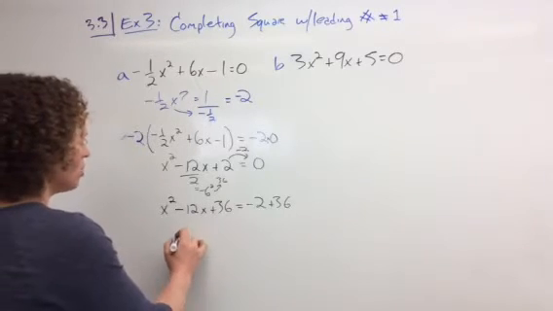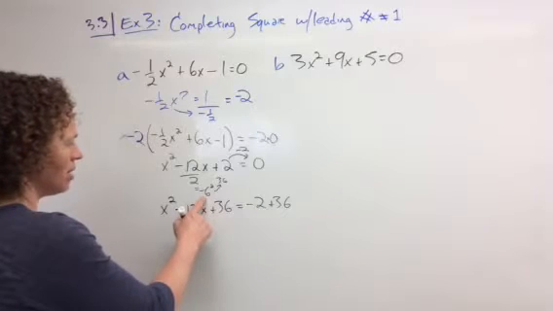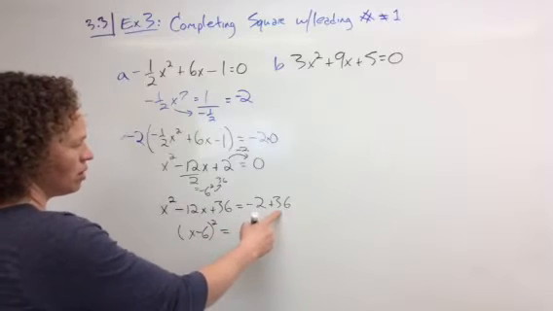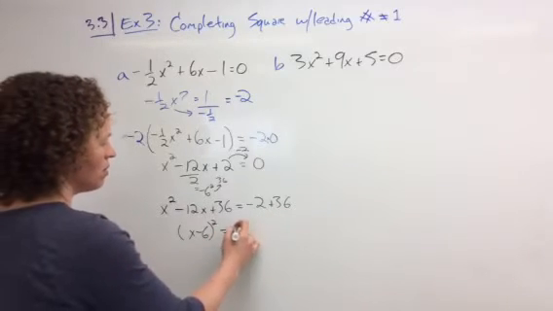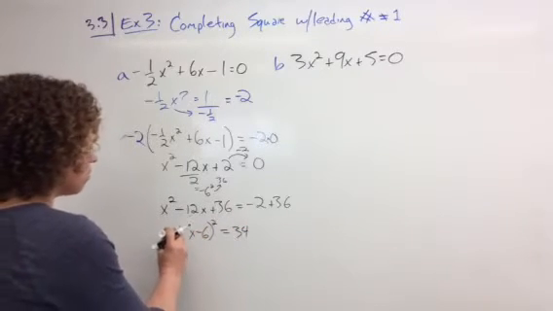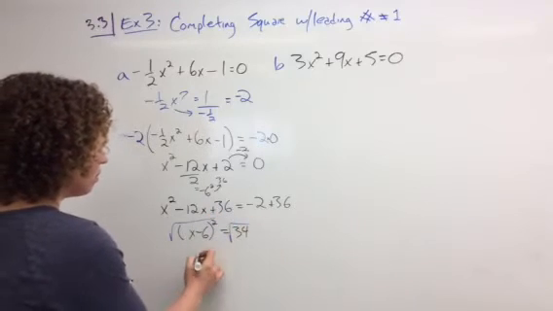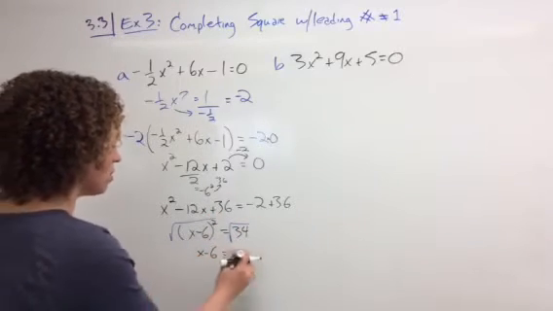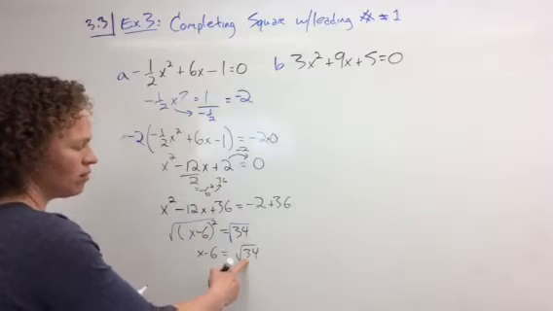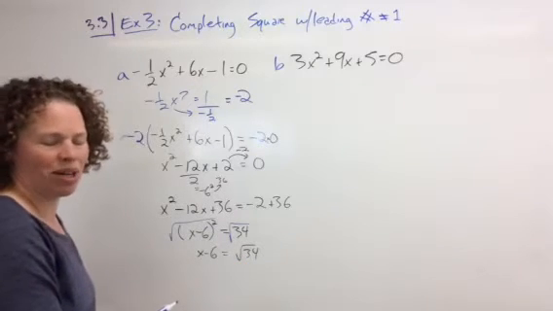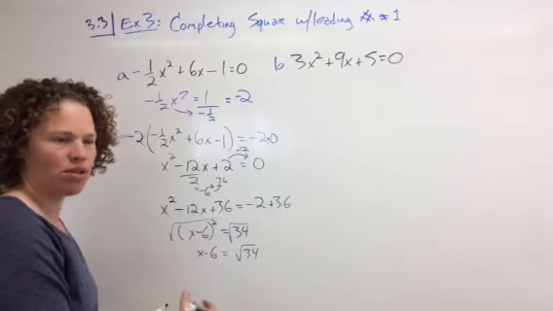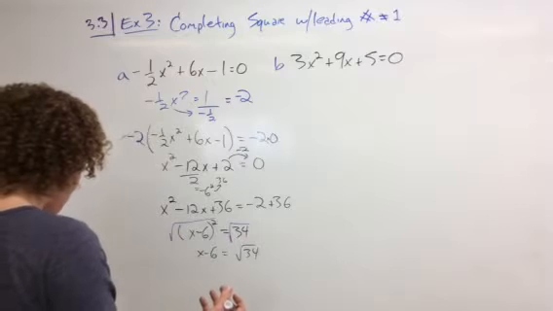Now the perfect square trinomial that I have is going to be x minus 6 squared, and it's going to be equal to 36 plus negative 2, so 34. Now to get rid of this, I've got to take the square root of each side, which leaves me with x minus 6 equals the square root of 34. 34 is a prime number. Actually, it's not a prime number, but it doesn't have any factors that are a perfect square, so we can't really simplify it any more than that.